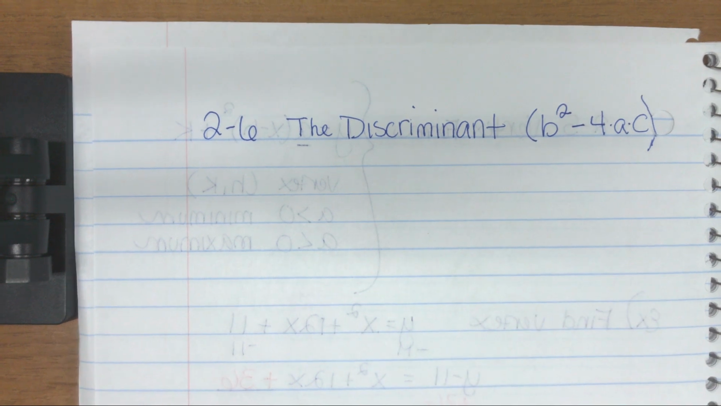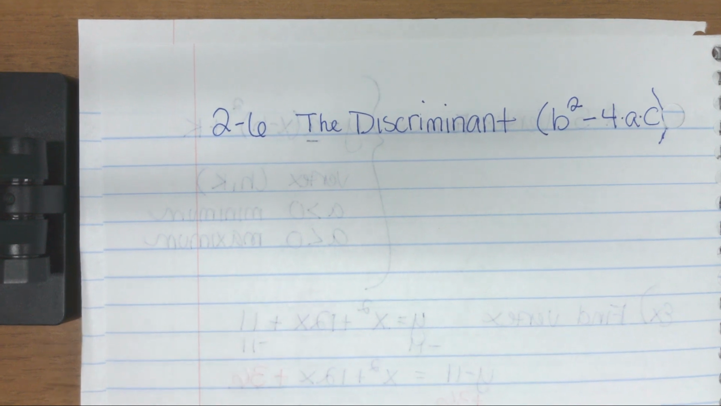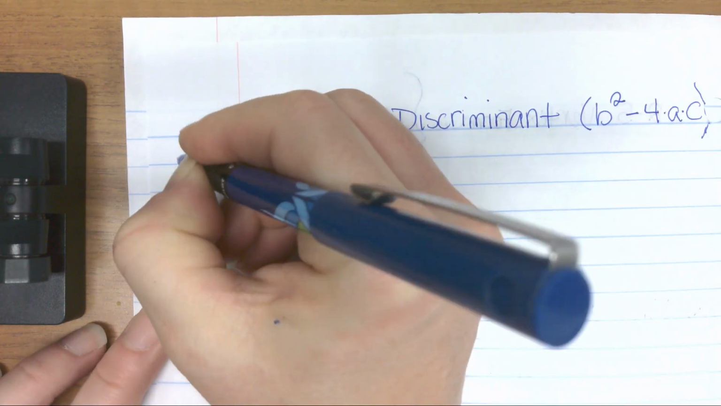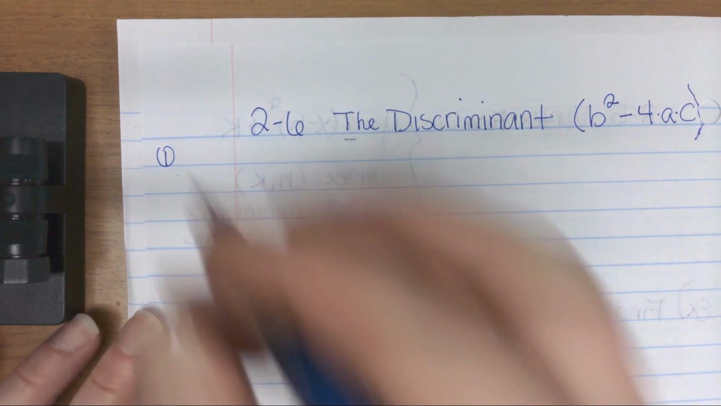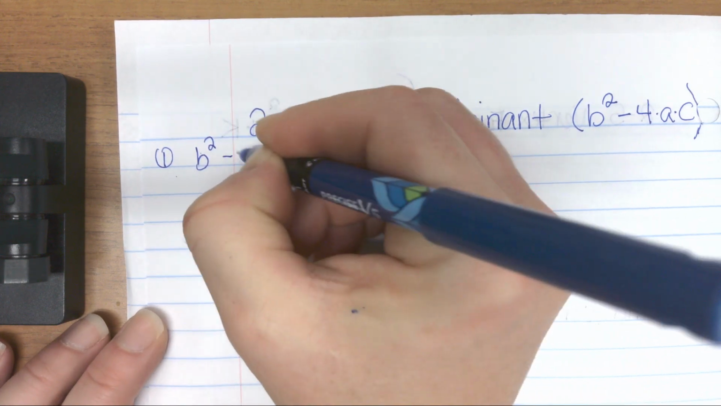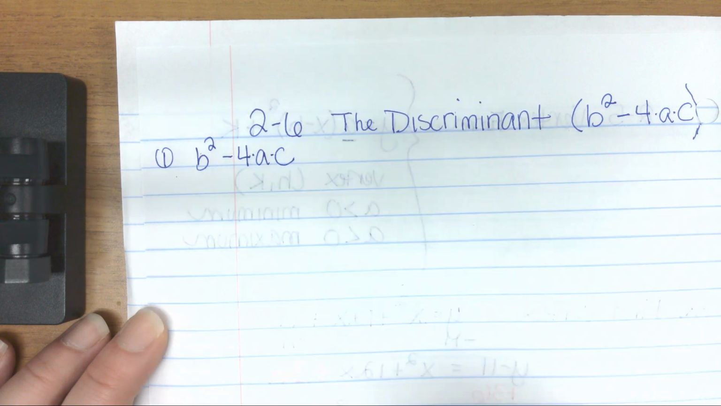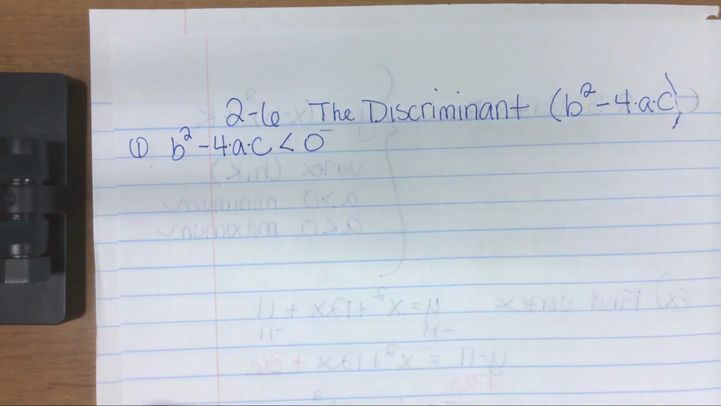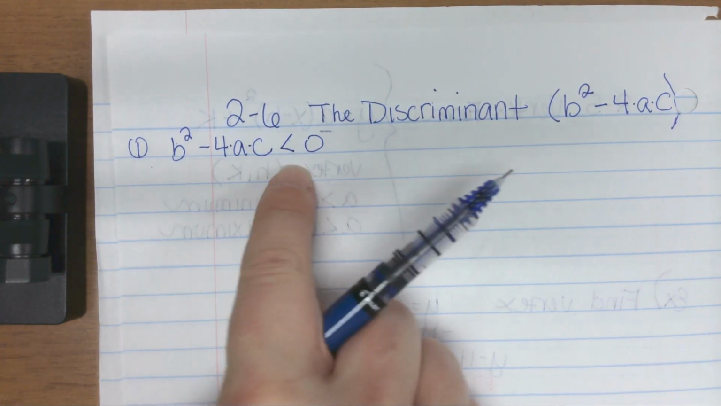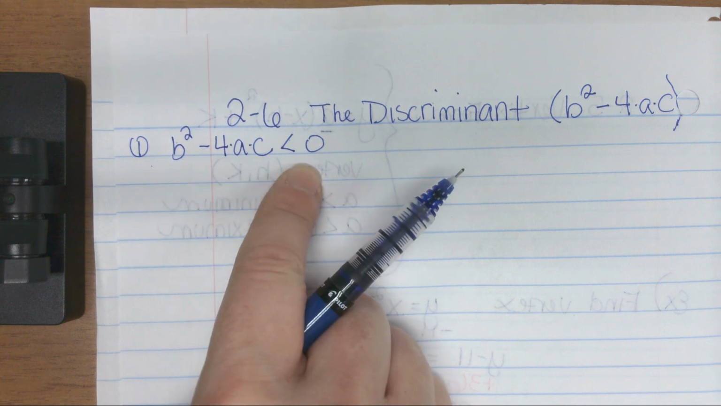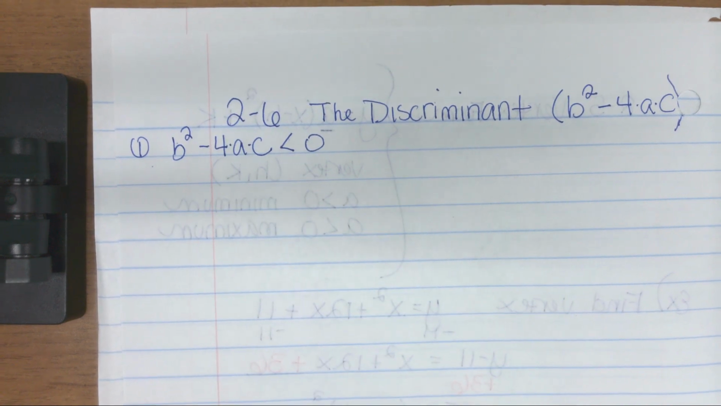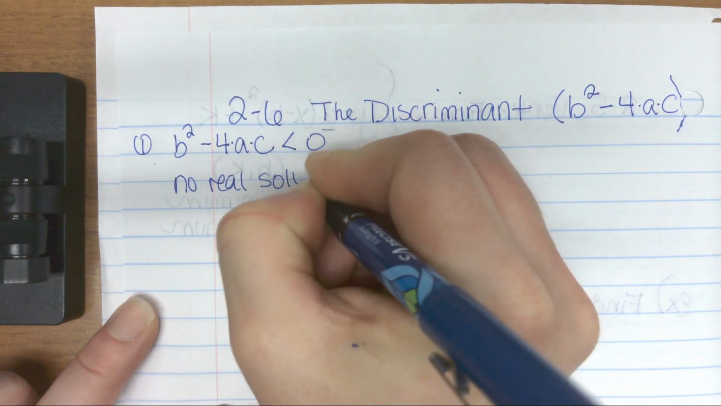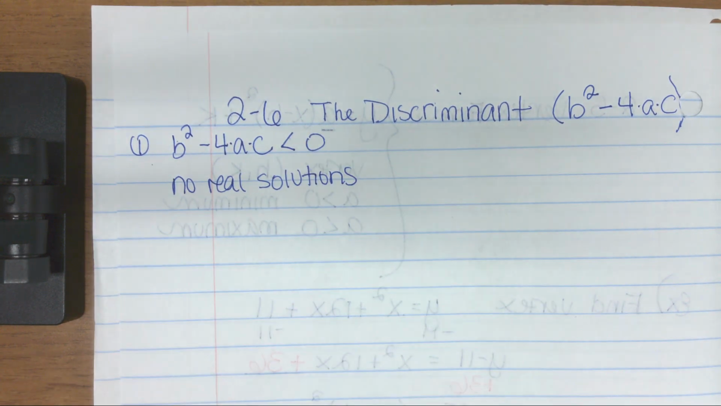So here's what it means. If you want, you can kind of make 3 categories. That's really our summary of today. Option number 1 is if you take b squared minus 4 times a times c, and you get a value that is less than 0. If you don't know what this means, you might write a negative number. What that means is that there are no real solutions.